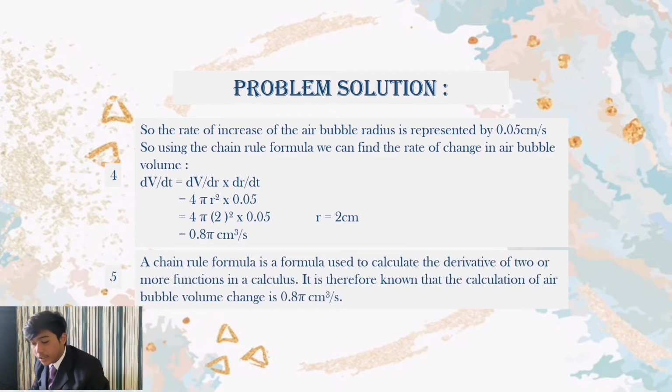The chain rule is a formula used to calculate the derivative of two or more composed functions in calculus. It is therefore known that the air bubble volume change is 0.8 pi centimeter cubed per second.